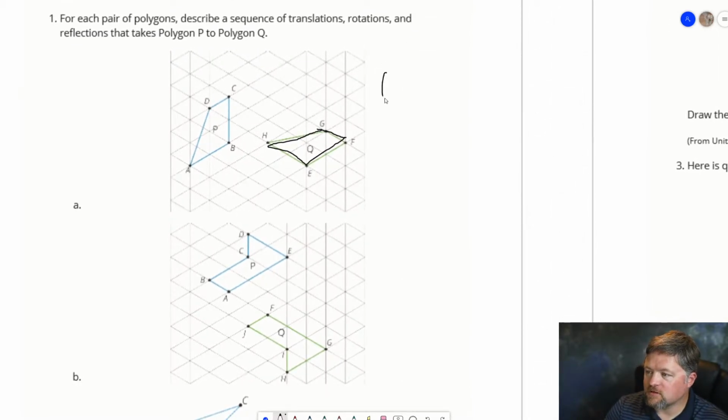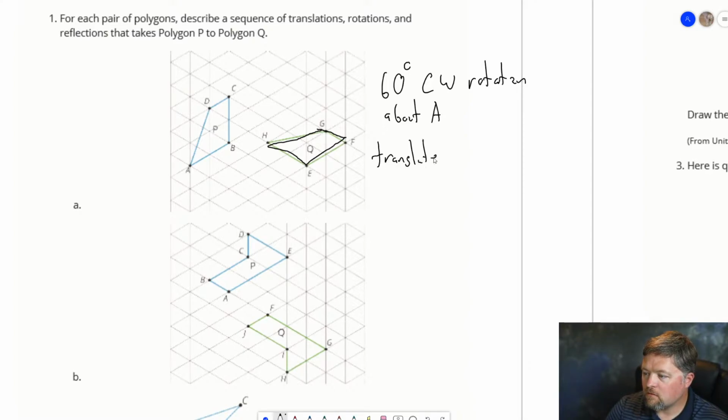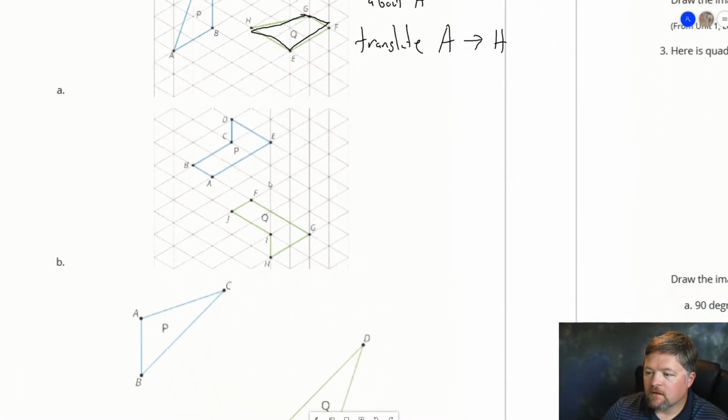So the first one here is a 60-degree clockwise rotation about point A. Then translate point A to point H. That will take figure P and put it exactly on top of figure Q. Okay, what's next over here?